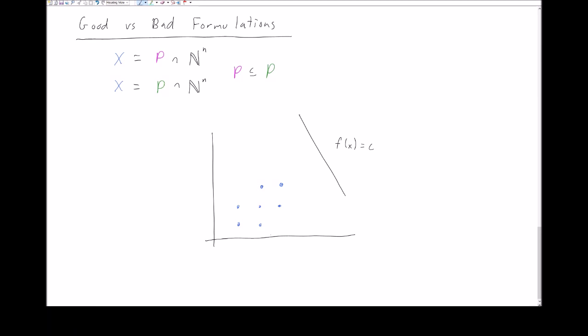We can use even more of the power of these polyhedron properties that we talked about earlier. Specifically, we can talk about good versus bad formulations. So let's suppose that we have some integer program defined on the points x, and here we have the points x drawn in our lattice. And now we have two potential polyhedrons, P in pink and P in green. Our pink polyhedron is a strict subset of the green polyhedron.